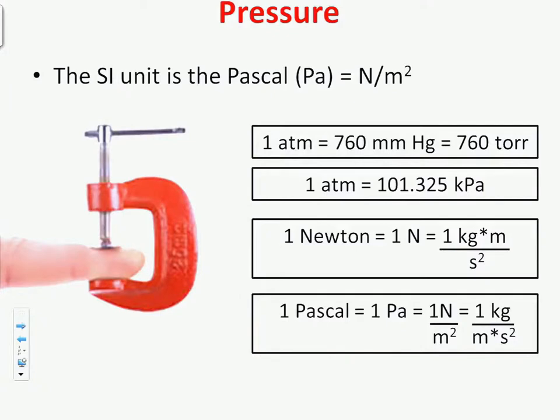All right, so let's look more at pressure. The SI unit is the Pascal, which is the Newton per meter squared. Normally, we will work with SI units in chemistry, but pressure is the one exception. 9 times out of 10, we will use the atmosphere. 1 ATM. ATM is short for atmosphere.